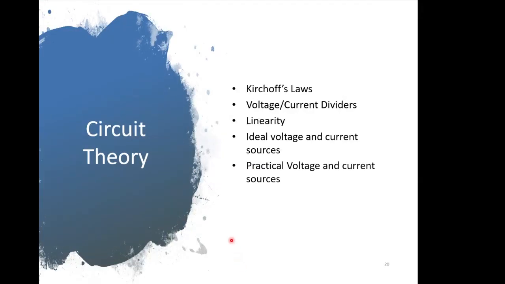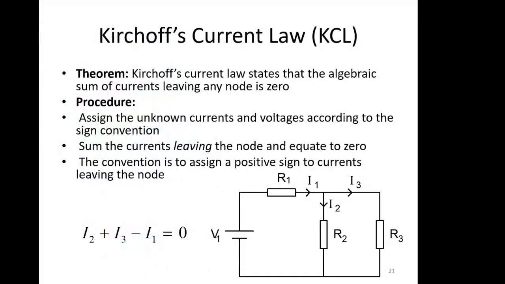Right, so circuit theory. This slide's in the wrong order. It's supposed to be earlier so that I can put breaks between the sections, but never mind. Right, so we've done Kirchhoff's voltage law. Kirchhoff's current law states that the algebraic sum of currents leaving any node is 0, which is a bit more abstract in some ways. But basically what we're really saying is what goes in must come out.